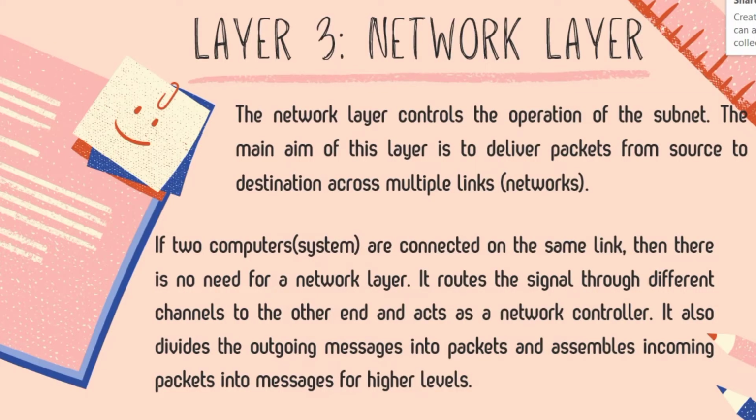For layer 3, the network layer. The network layer controls the operation of the subnet. The main aim of this layer is to deliver packets from source to destination across multiple links. The network layer allows for the connection and transfer of data packets between different devices or networks. And the data is transferred to the receiving device in the form of packets via a logical network path in an ordered format controlled by the network layer.